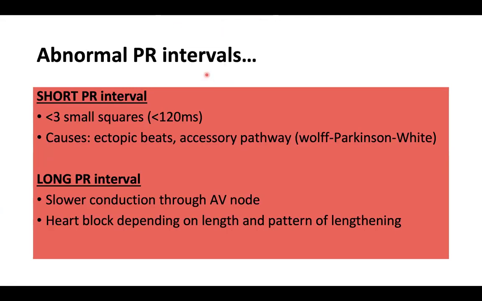Short PR intervals are when the interval is less than 3 small squares or less than 120 milliseconds. This can be caused by ectopic beats or accessory pathways, such as Wolff-Parkinson-White. A long PR interval occurs when there's slower conduction through the AV node and can result in different types of heart block, depending on the length and pattern of lengthening. Long PR intervals are more than 200 milliseconds.